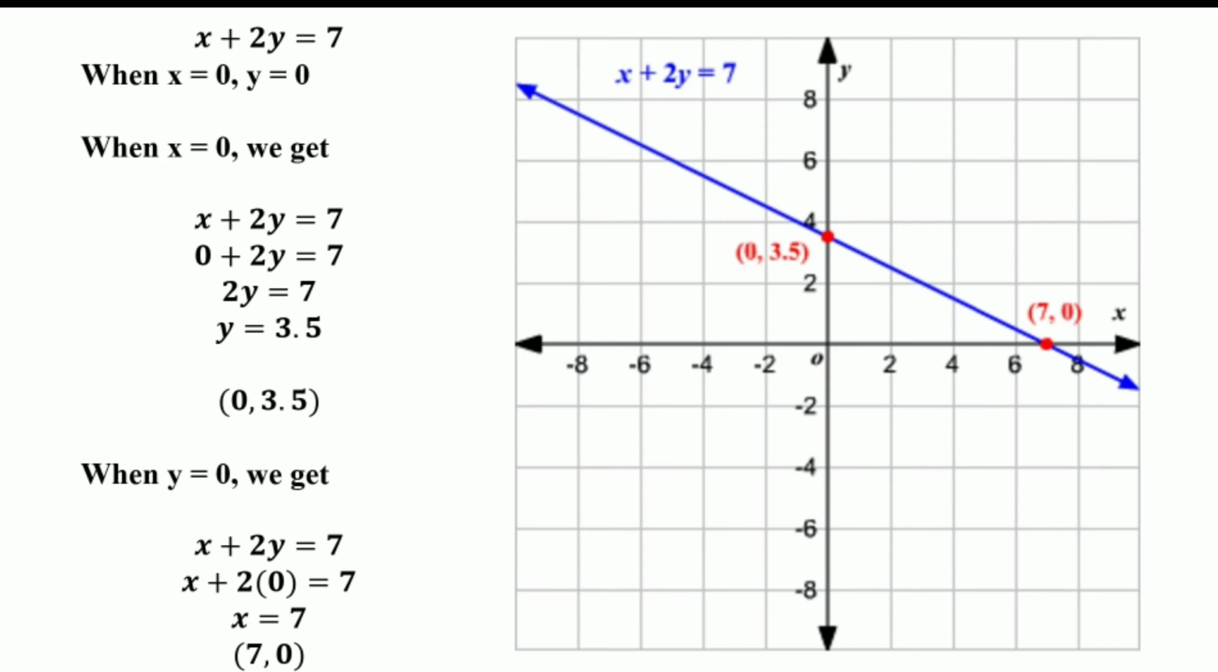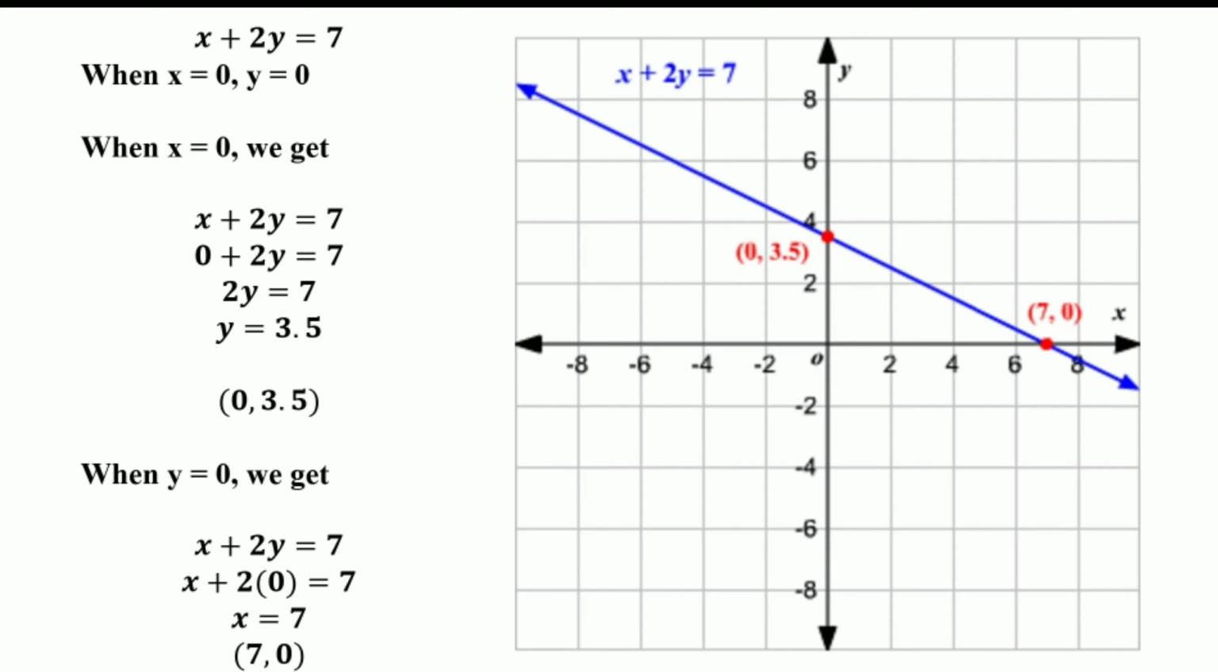So the first coordinate is x is equal to 0 and y is equal to 3.5. Similarly, we assume that the value of y is equal to 0 and substitute it in the equation x plus 2y is equal to 7. Then x plus 2 into 0 is equal to 7, so x is equal to 7. So the coordinates are 7 and 0.